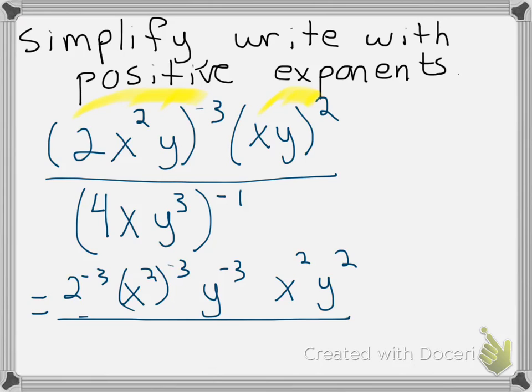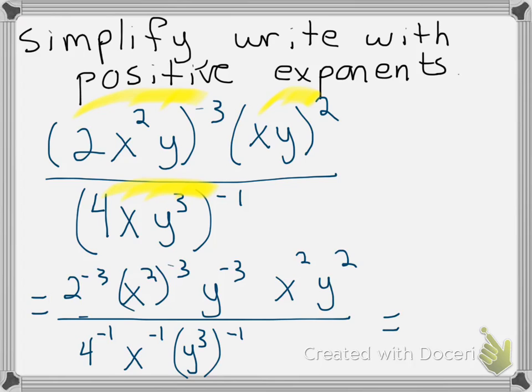Exactly the same idea on the bottom. Deal with that -1. It's going to go to everything on the bottom. Don't forget the 4. So this will be 4 to the -1, x to the -1, and y cubed to the -1.